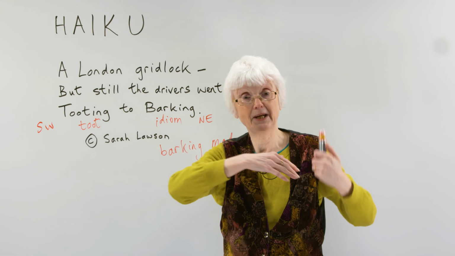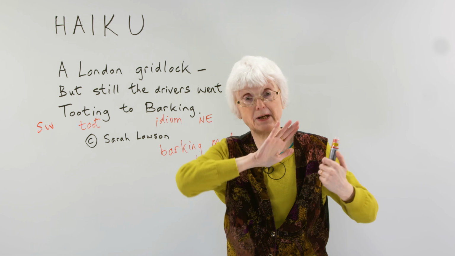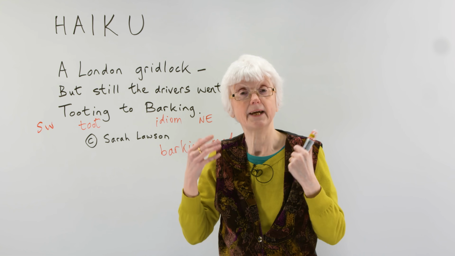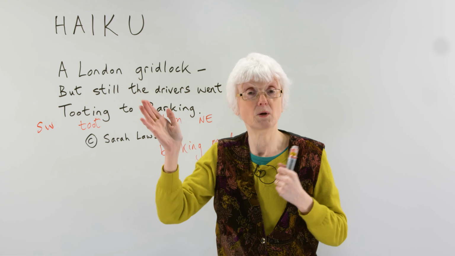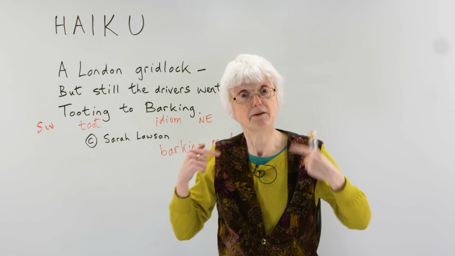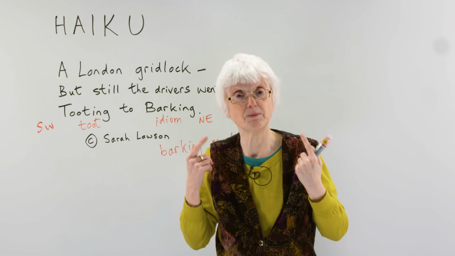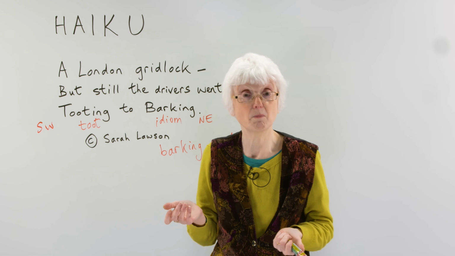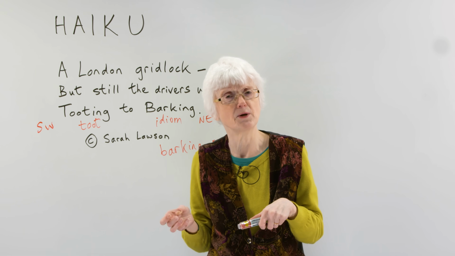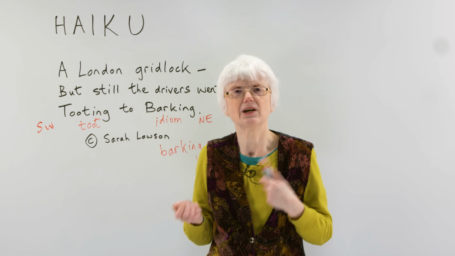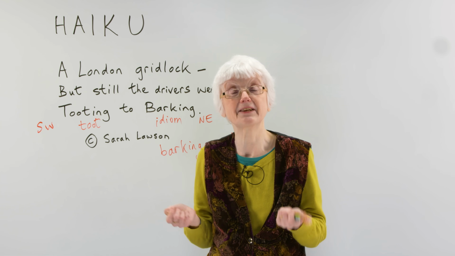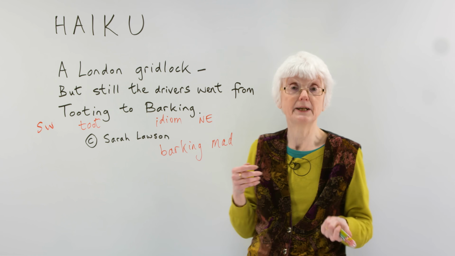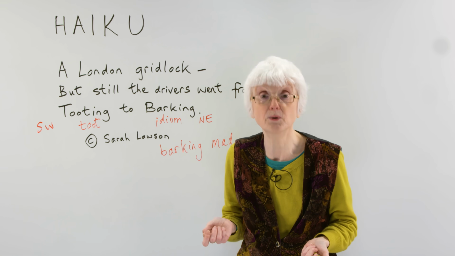The places on either side of London, but also they're tooting their horns, and the traffic itself, because they can't get where they want to be very quickly, it is driving them mad. They're going mad because they can't get through to their destination. So that's the humour. And people say when you explain a joke, it's not funny anymore. But I hope you can see the humour in that. So that's just to show how a haiku can be funny, can be a joke.